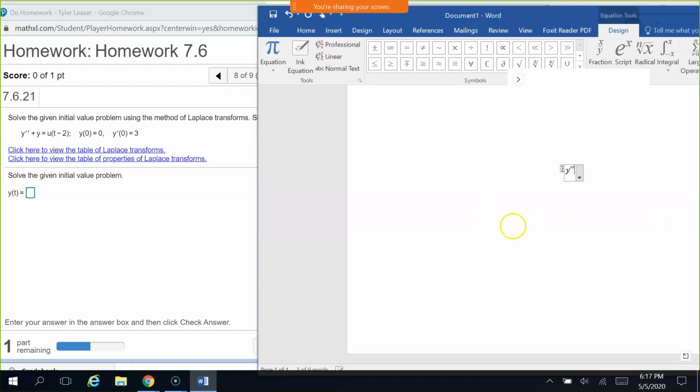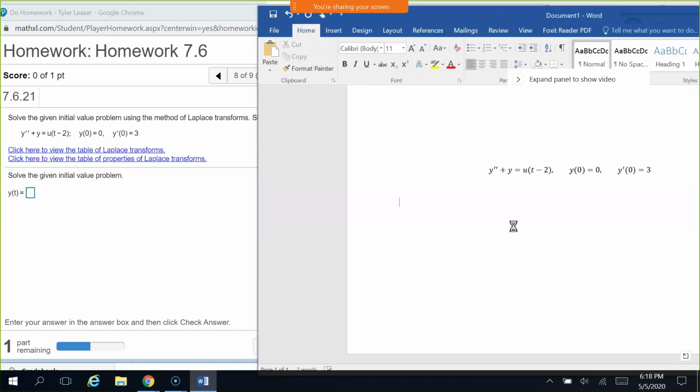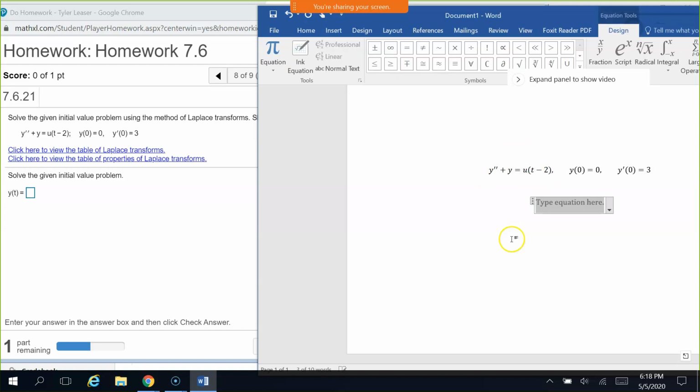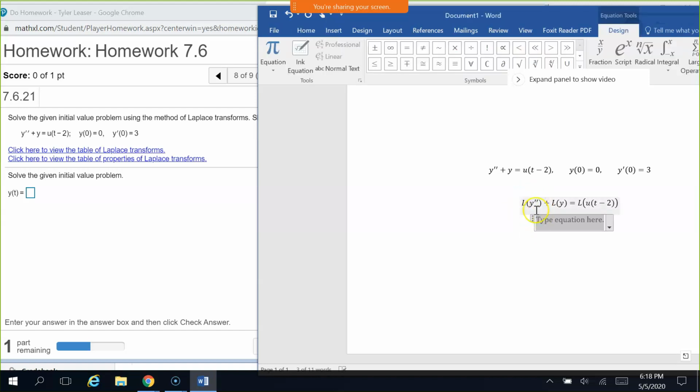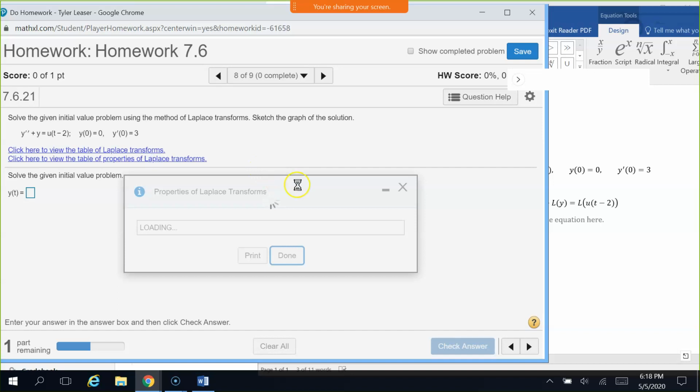All right, so it's y double prime plus y equals u of t minus 2, and initial conditions y of 0 is 0, y prime of 0 is 3. All right, you do the same thing here that we were doing with the other equations with the Laplace transform, which is we want to take the Laplace of everything. So we're going to take the Laplace of the second derivative there, plus the Laplace of just the function y, and that's going to be equal to the Laplace of this u function. Okay, I hope that you've been doing this so much now. It's like clockwork.